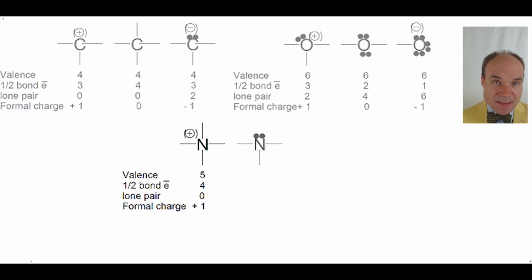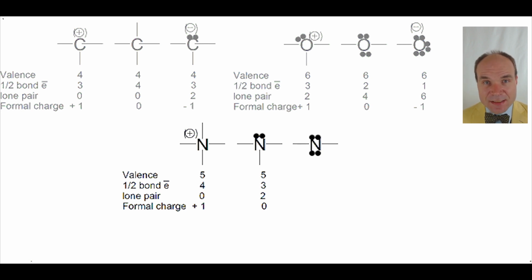In the next case, you'll see same number of valence electrons, so 5. We have 3 bonds going to the nitrogen, 3 bonds, therefore there are 6 electrons involved in those bonds. Half the number of bonded electrons, therefore, is 3. And you'll see there's one lone pair, which must involve 2 electrons. So the calculation is 5 minus 3 minus 2 to give us 0. This is a neutral nitrogen.